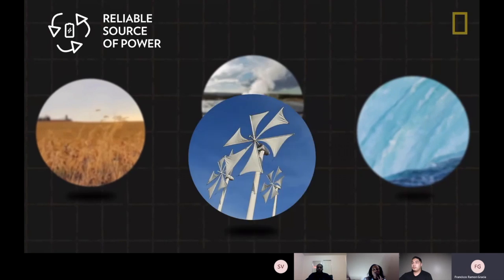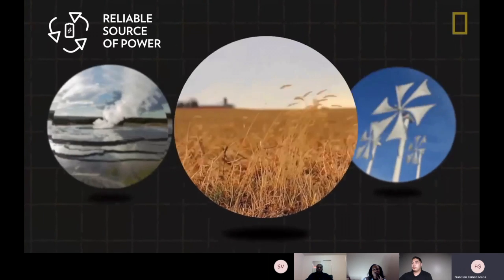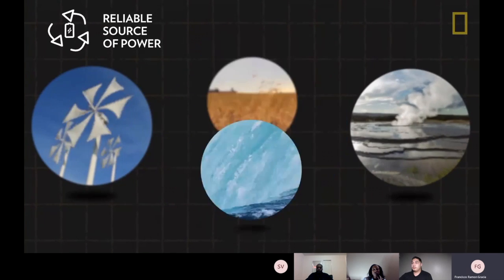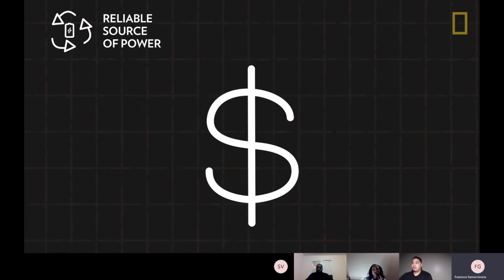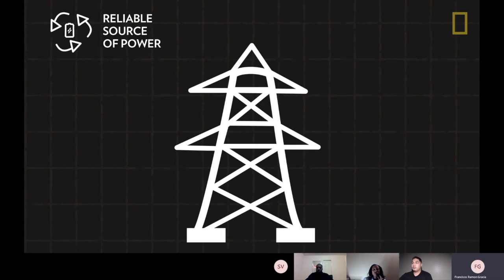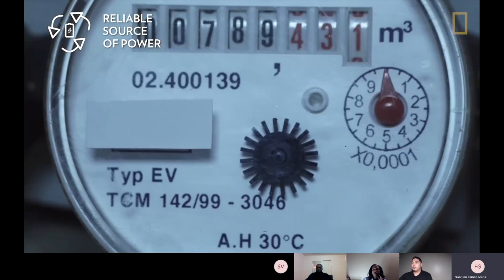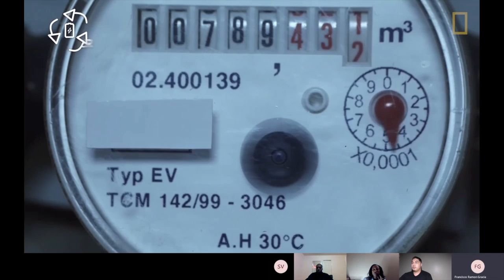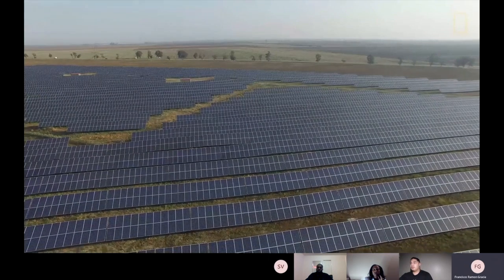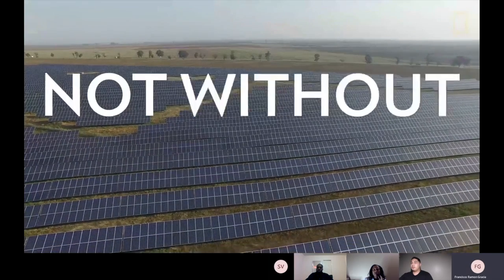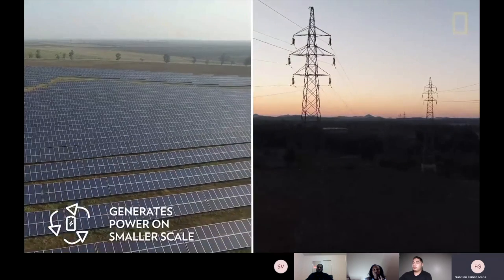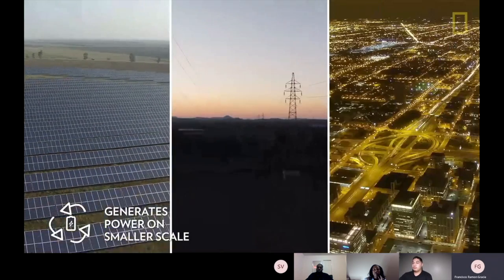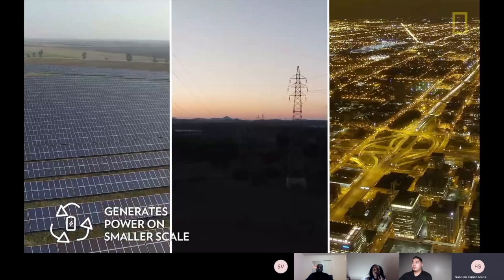Because renewable energy sources are, well, renewable, they will never run out. Once built, renewable facilities cost very little to operate, and the fuel is often free. As a result, renewable energy prices tend to be stable over time. While renewable energy has many advantages, it is not without downsides. It is difficult for renewable energy sources to generate power on the same large scale as fossil fuels.